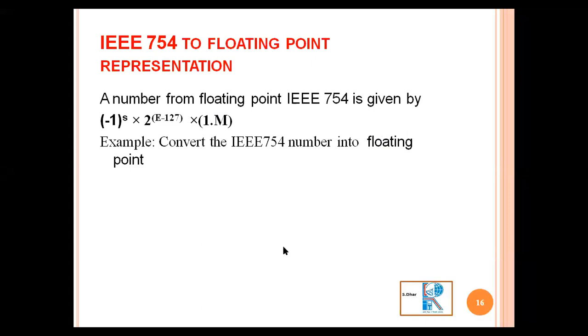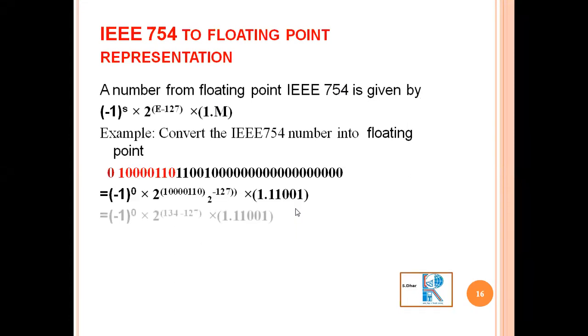Okay. Now, how to convert the number? See here, I have given this number, the previous number in the example, suppose this number is given. This is in the IEEE 754. Now here, minus 1 to the power 0, the sign bit here is 0. So this 0 comes here. So it is minus 1 to the power 0 into 2 to the power this exponent part. This is the exponent part, and into 1 point m, m means that this is the mantissa part.